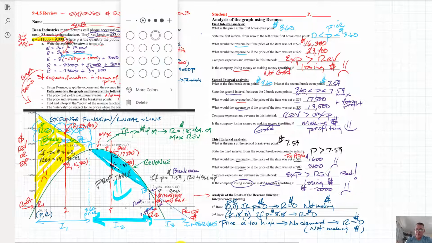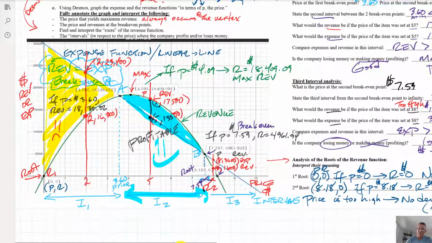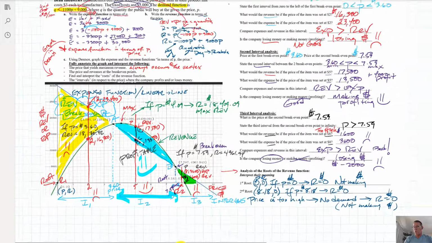And then, oh, I forgot one little region here, just to make it kind of cool looking. The yellow region is where we're losing money. The blue region between the break-even points is the good region, the profitable region. And when you go beyond the right break-even point in this green region, that's bad too, okay? So you don't want to be over there. You do not want to be in interval 1 or interval 3. You want to be in interval 2. You want to set the price between the two break-even points. So the company's profitable. You want to make money.